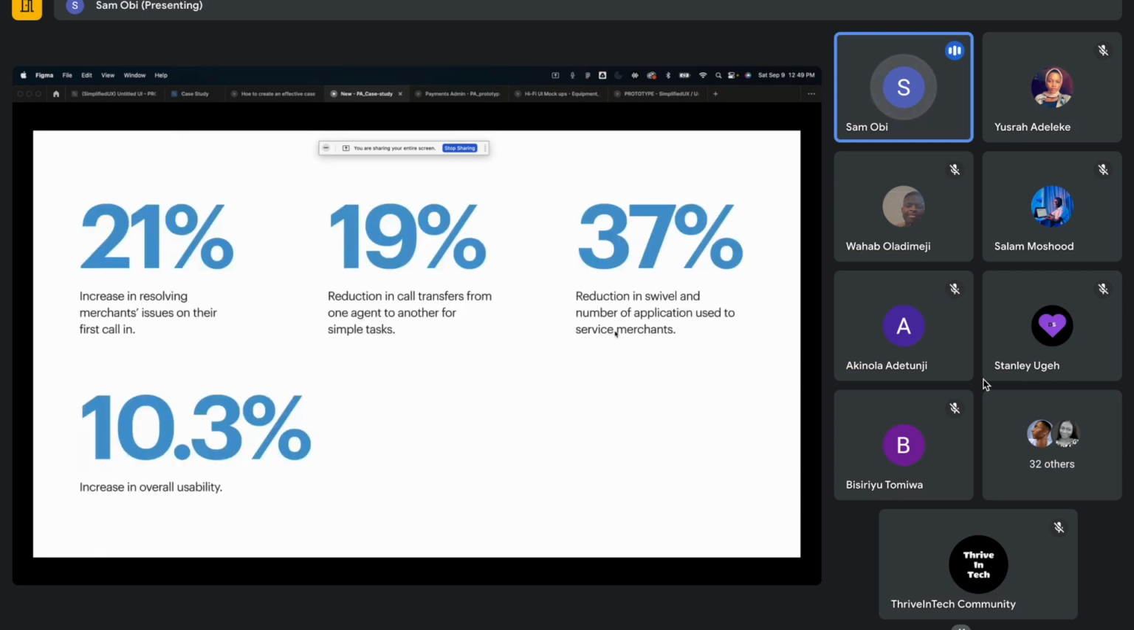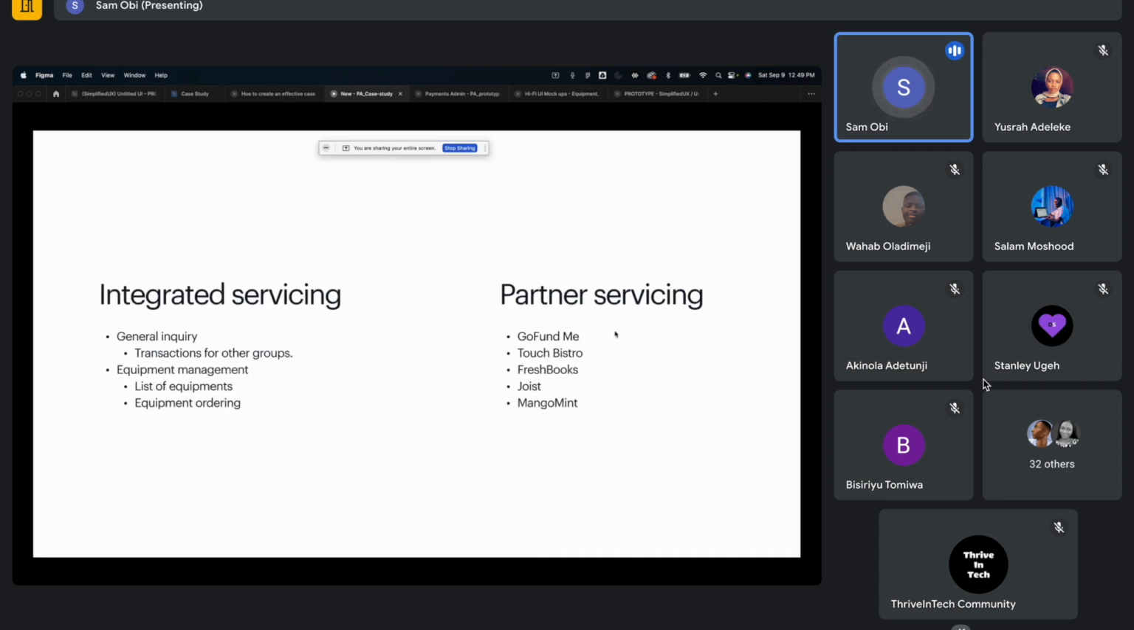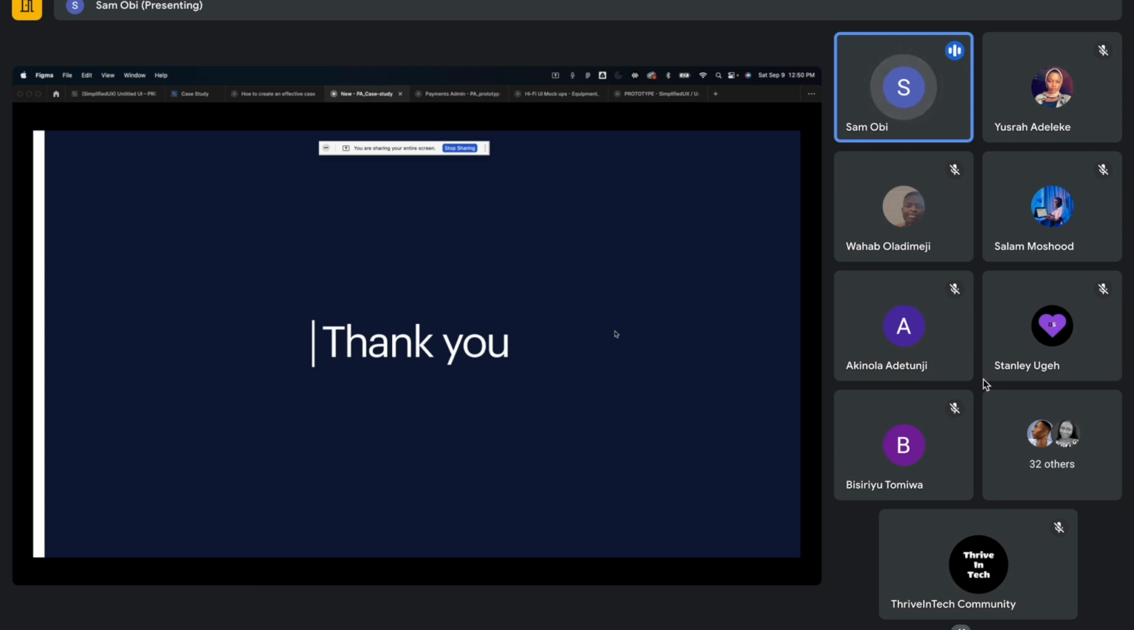And then I put my impact. These are actual real figures, because we were able to pull them out of our metrics. And also next steps. Again, you can change the title to whatever. In my mind, it's where we're going. Where we're going is integrated services. We want to be able to integrate other services within the tool, and then service other partners. We want to be able to service GoFundMe, Thought Bistro, FreshBooks, Joyce, and Mango Mint. So that's one case study, and an example of a case study that works. And where I work today, not on Trust, this is the case study I used.